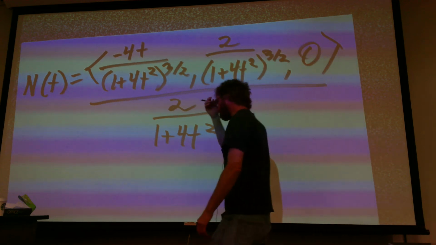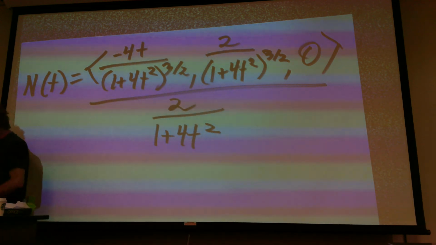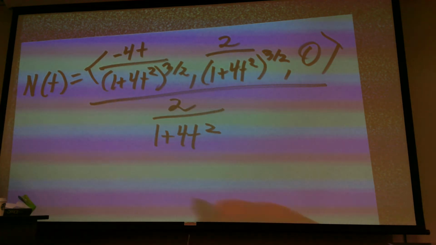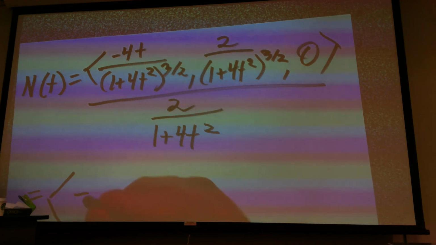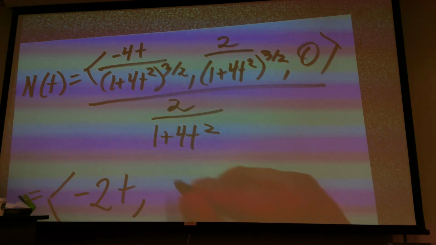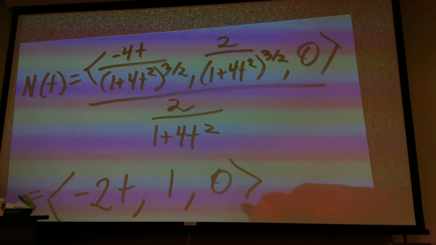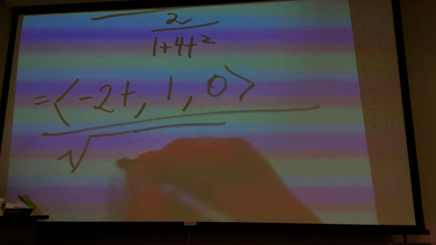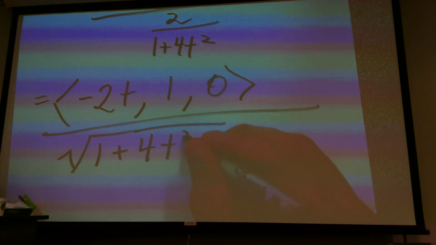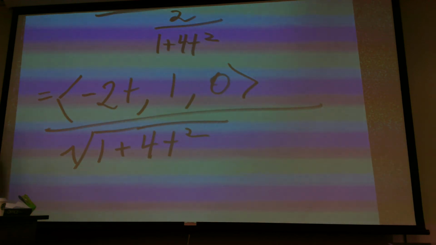All right? So what does this thing come out to? This comes out to, after all of this work, negative 2t, comma 1, comma 0, and then divided by the square root of 1 plus 4t squared. Okay? So that's the unit normal vector of this problem.